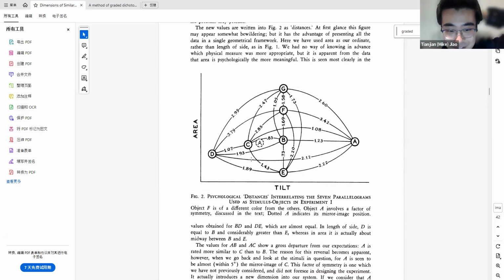So if we quickly go back to the tilt and area graphs, we see that D, C, B, and A are supposed to be in the same area, but very different tilts. So the tilt is the same, areas are different. And we can imagine that the differences between, let's say, the rating of A and B and A and C would be the result of the changes in area, hopefully. In this case, because of the mirror image, that's not the case.